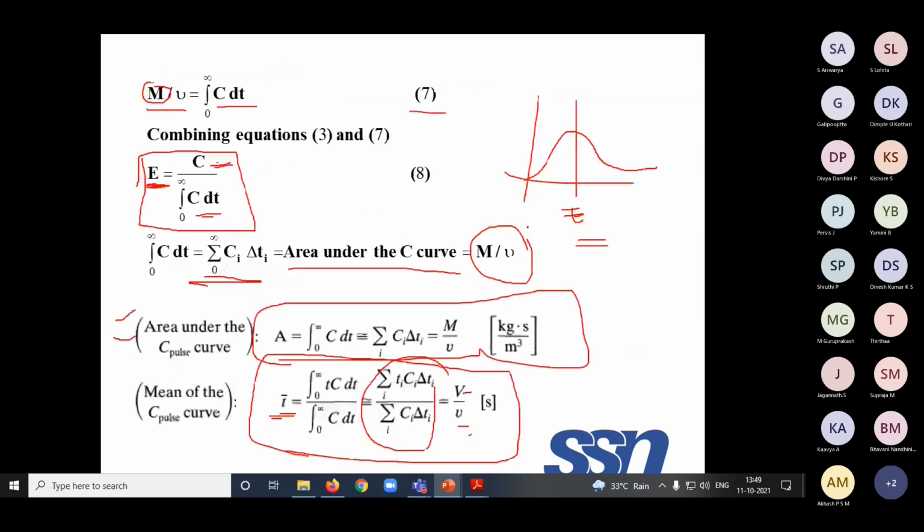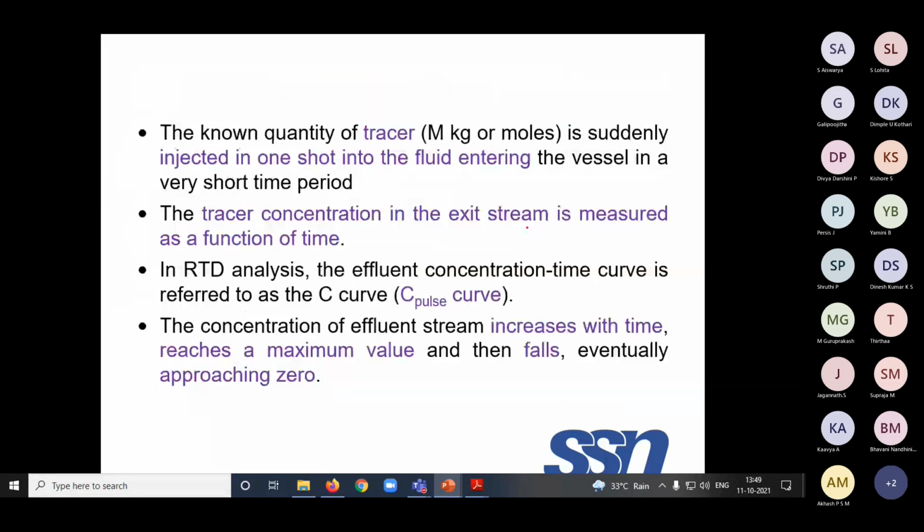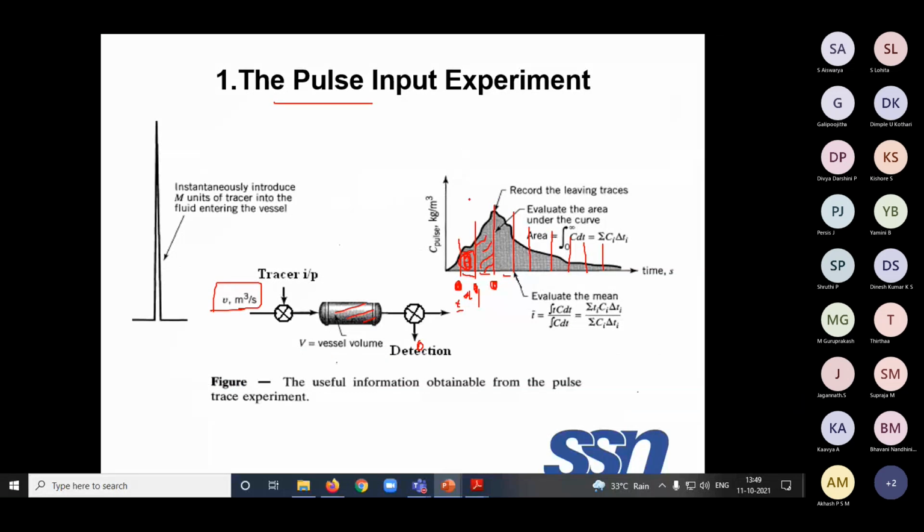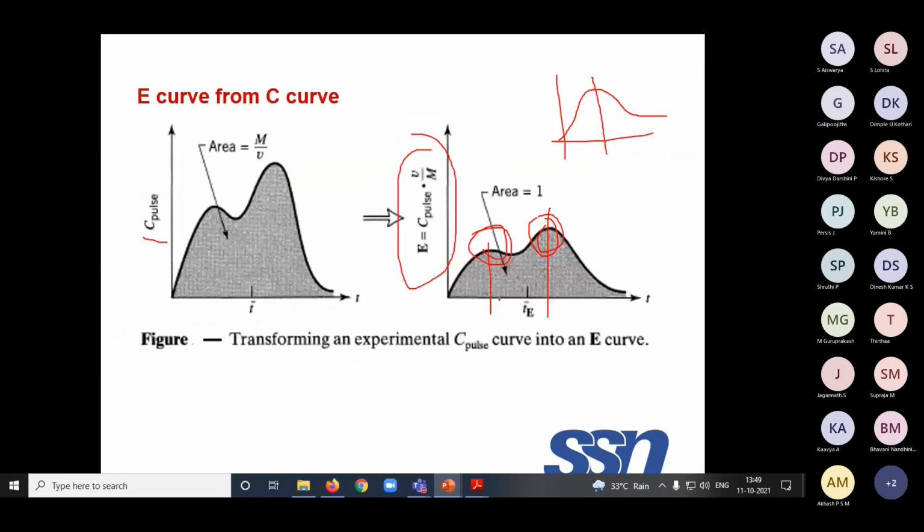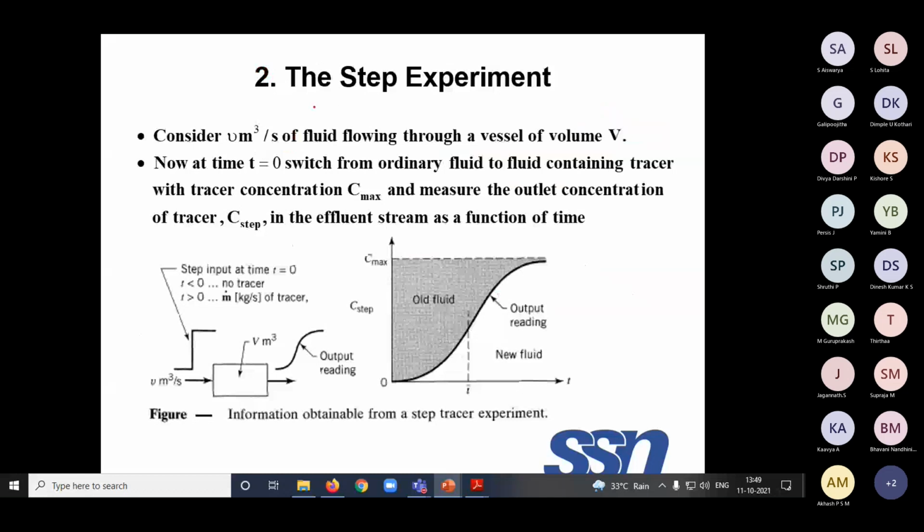This is what we call an impulse input or pulse input. From pulse input, we get the C curve. The C curve will be converted to the E curve. Whereas if you are going for the other one, that is step input, you get the F curve. There are three curves: E curve, F curve, and C curve. From pulse input, we get the C curve. From step input, we get the F curve, right? That we see in the next class. I don't think I can finish off this F curve now.